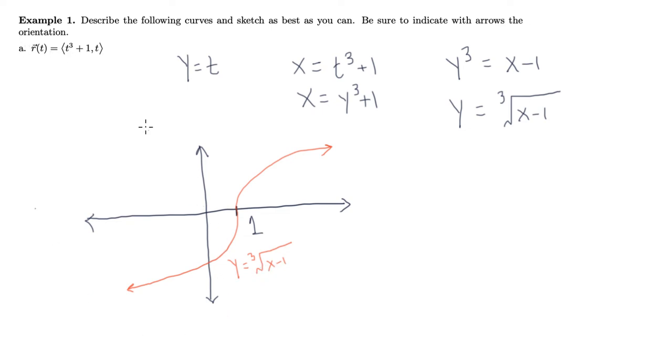And now I need to give an orientation. I'll notice that both the x and the y coordinate are increasing as time, or t, goes forward. So my orientation is this way. So if this is the motion of a particle, it's starting down here and moving like that.